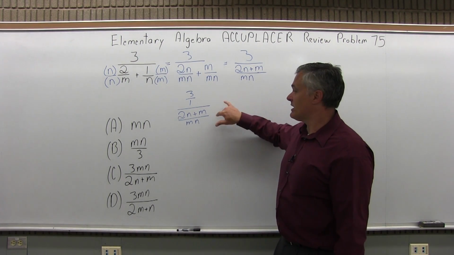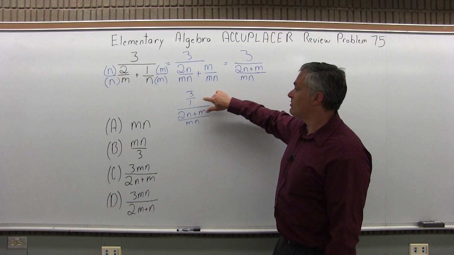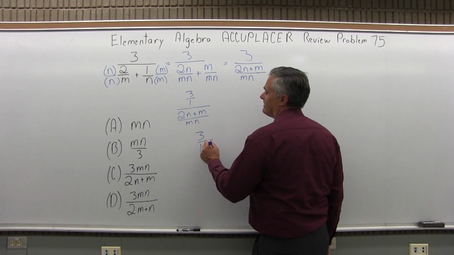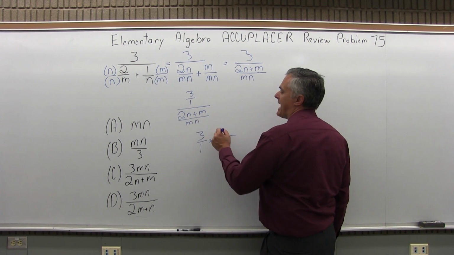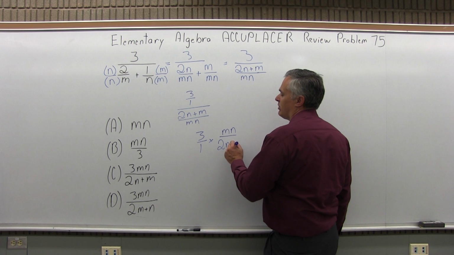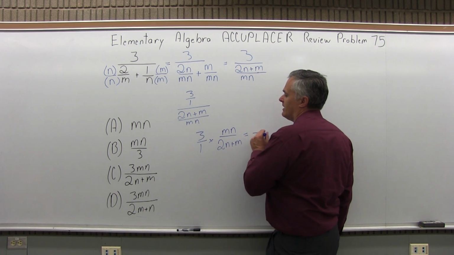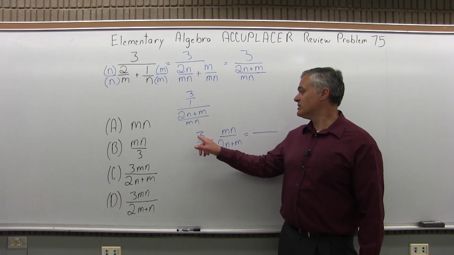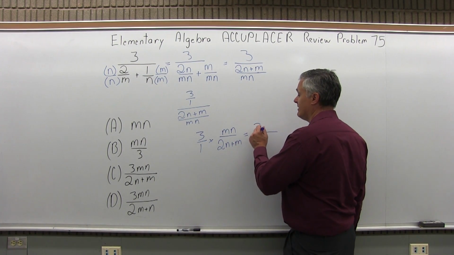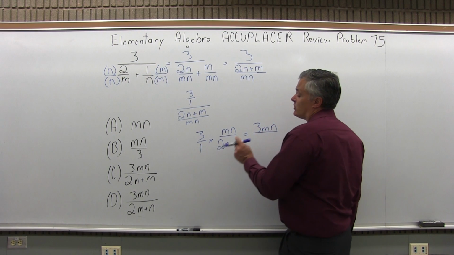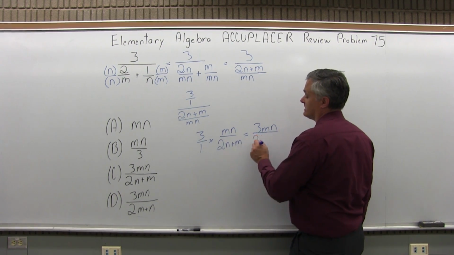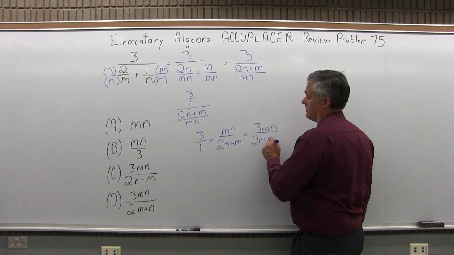So now with a fraction like this, what you do is with the lower fraction, you're going to flip it, or invert it is the better word, and multiply it times the top. So it's going to become 3 over 1 times the mn will go to the numerator, and the 2n plus m will go to the denominator. Now, when I multiply these fractions, top times top, 3 times mn will be 3mn. And in the denominator, 1 times 2n plus m. Well, the times 1, it'll just stay the same, 2n plus m.